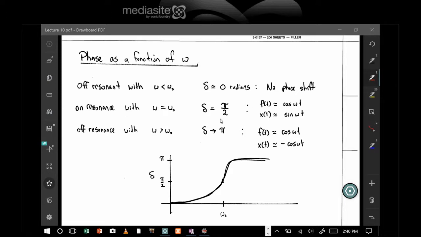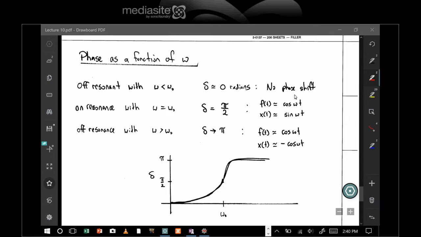And finally, let me talk about phase again, because phase is something people get confused about. What does the phase mean? The phase is the phase difference between the drive frequency and the oscillation. And we have 3 different cases. If I have a drive frequency that's less than the natural frequency, somewhere here, the phase shift between the drive frequency and the oscillations is 0. So they're in phase.